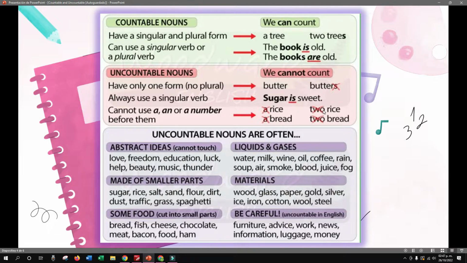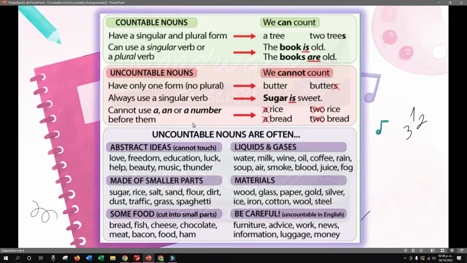Oh, so you cannot write down 2 rice, no, right? Or 2 bread. No, pues, deme 2 arroces. Maybe in Spanish that will be, but in English you cannot use that. So, rice, bread. Uncountable nouns are often.